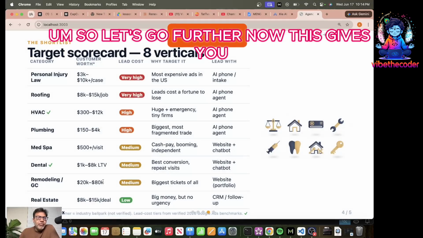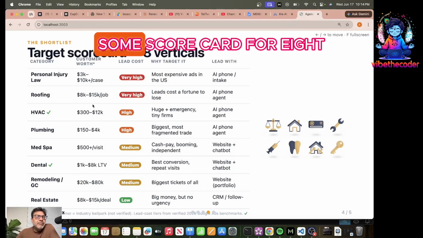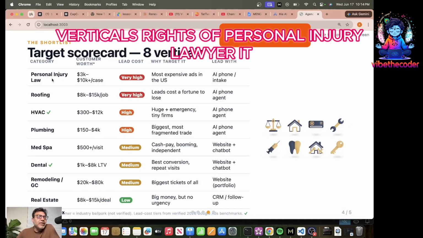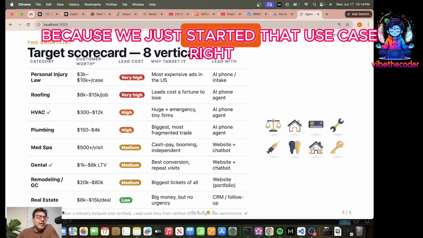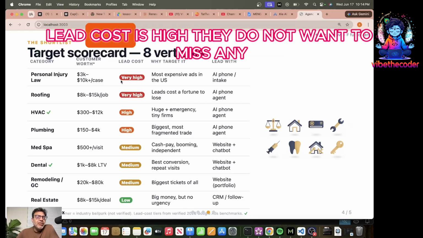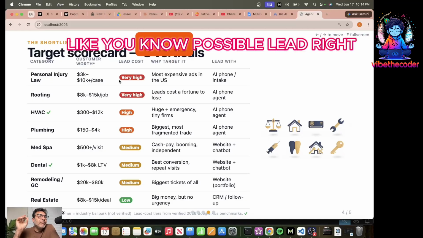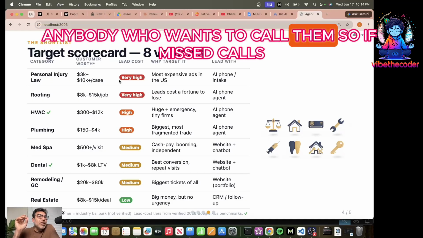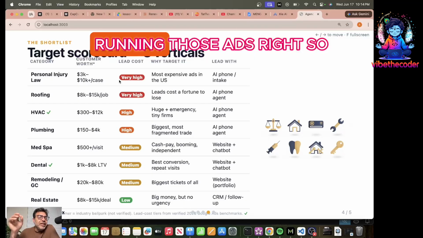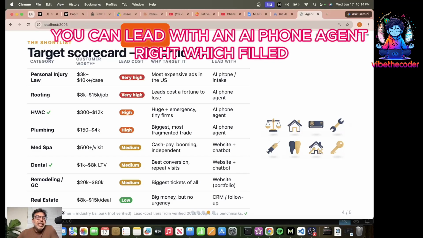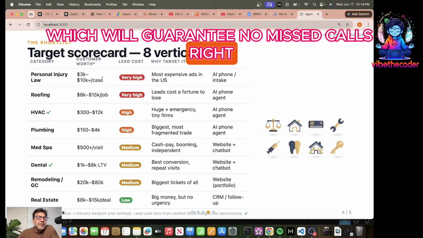So let's go further. Now this gives you a scorecard for 8 verticals, right? So personal injury lawyer ranks high because we just studied that use case. And since their lead cost is high, they do not want to miss any possible lead, anybody who wants to call them. Missed calls would cost them, because they've already spent on those leads, they're already running those ads. So you can lead with an AI phone agent, which will guarantee no missed calls.